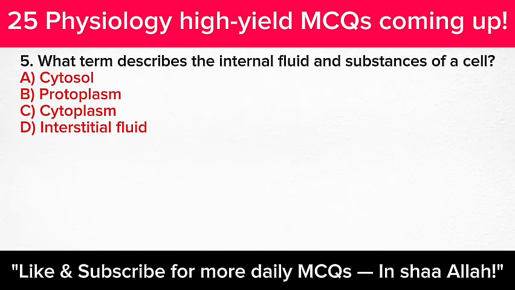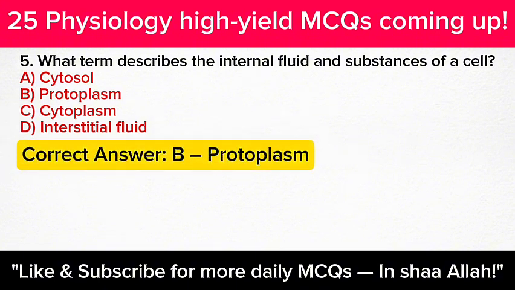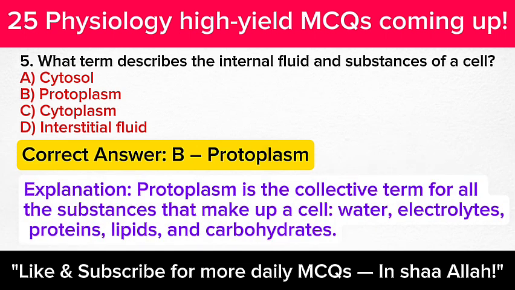5. What term describes the internal fluid and substances of a cell? A. Cytosol. B. Protoplasm. C. Cytoplasm. D. Interstitial fluid. Correct answer, B. Protoplasm. Explanation. Protoplasm is the collective term for all the substances that make up a cell: water, electrolytes, proteins, lipids, and carbohydrates.